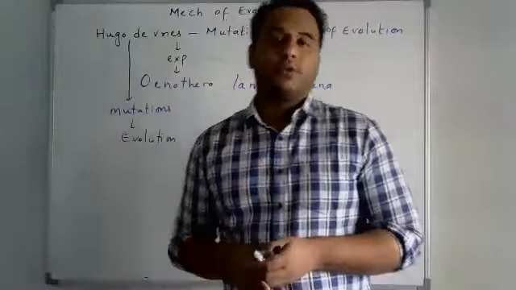First one, branching descent. What this branching descent explains is that every organism is a modified descendant. We all are modified descendants. Each and every organism that is surviving on the earth right now is a modified descendant of their previous life forms. This is nothing but branching descent.